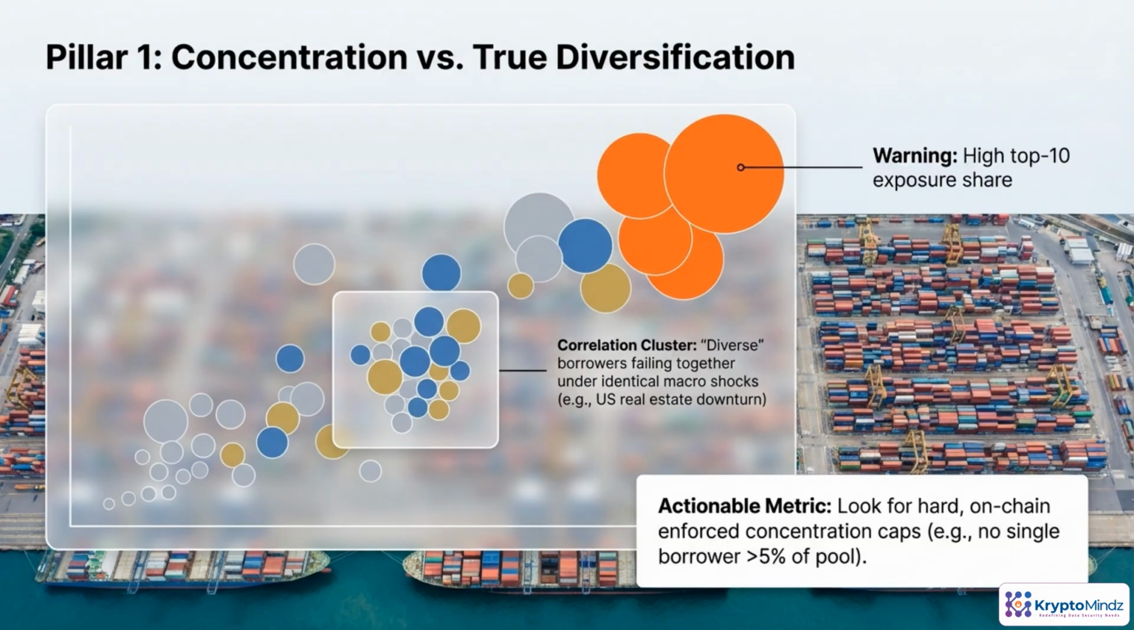Looking at an RWA pool, don't get distracted by the word diversified. Ask two concrete questions: how concentrated is it, and how correlated is it? A few giant borrowers or a very high top 20 share means one default can wreck returns. Many smaller positions can still move together if they all rely on the same macro factor, like US real estate or a single sector. Prefer structures with hard, on-chain concentration caps, so no single borrower can quietly dominate the risk.